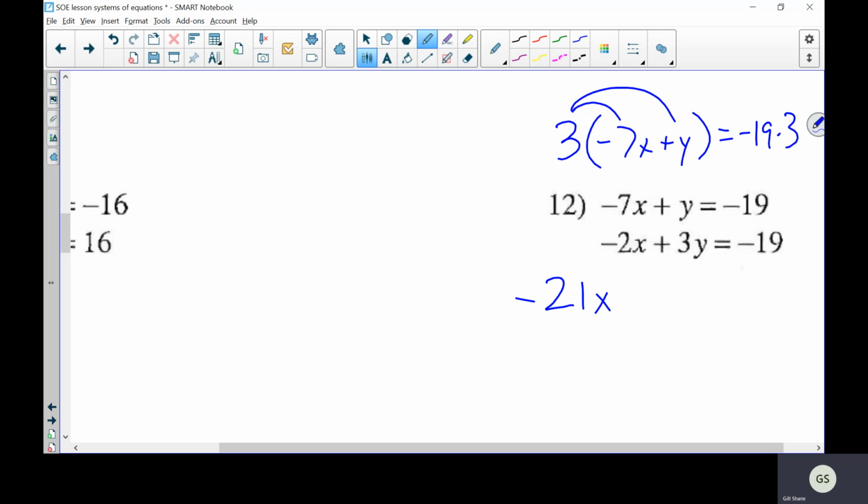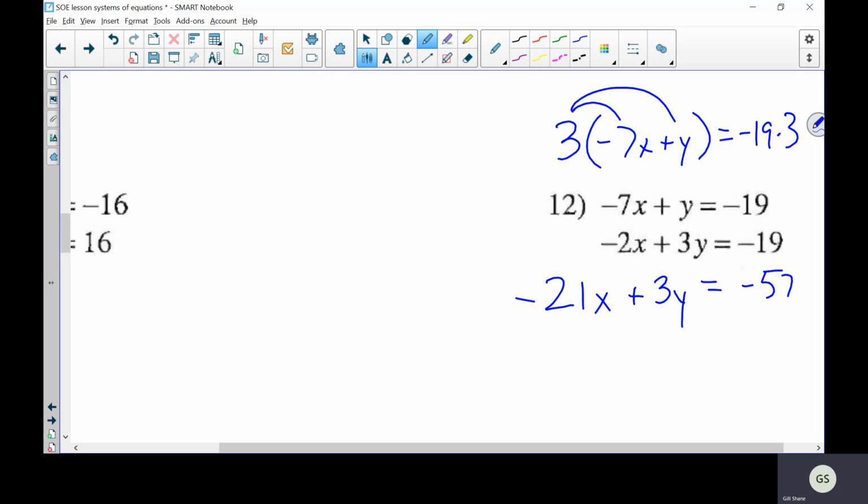So negative 21x is now my first term, plus 3y, which is the whole goal. We wanted to get to the 3 because there's a 3 in the other equation. And then that's a little tougher for you. I'll do the math for you there. That would be 57, negative 57 over here. I might let you use calculators to do this page if it's got some bigger numbers.